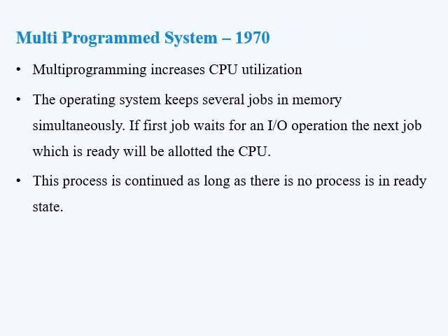In 1970, the multi-programming concept was introduced in operating systems in order to increase CPU utilization. The operating system tries to keep several jobs in memory in order to increase the throughput, that is, CPU utilization. This is based on the concept that a job will move into several stages before completing its operation.